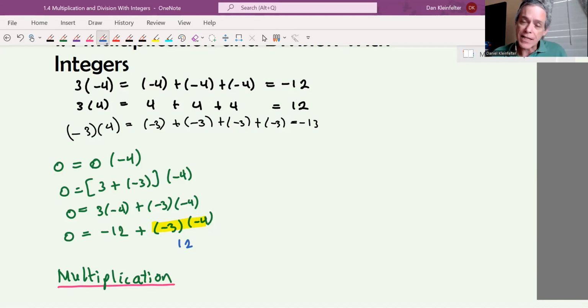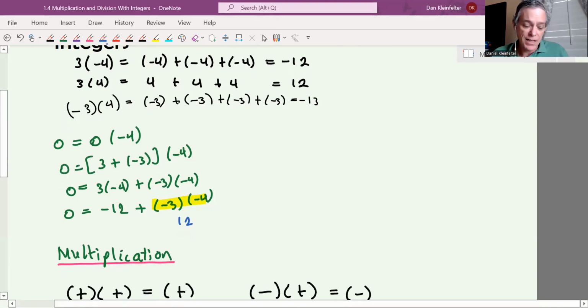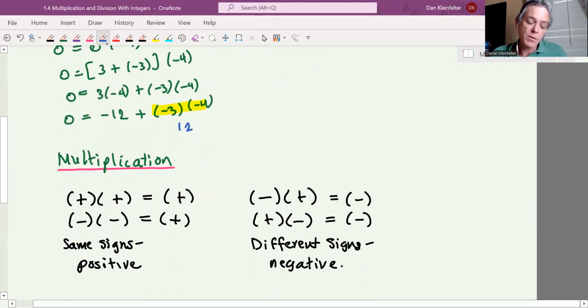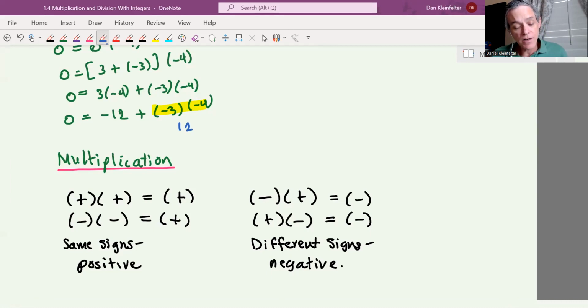Of course, there was nothing really magical about the fact that we used 3s and 4s through here, but we just used specific numerical examples to make it a little easier to follow. So the conclusions: if we multiply together two positive numbers, we're going to get a positive answer. If we multiply together two negative numbers, we get a positive answer. If you multiply a negative by a positive or a positive by a negative, you're going to get a negative answer. In short, if you have the same signs among the factors, you get a positive product. If you have different signs among the factors, then you're going to have a negative product.